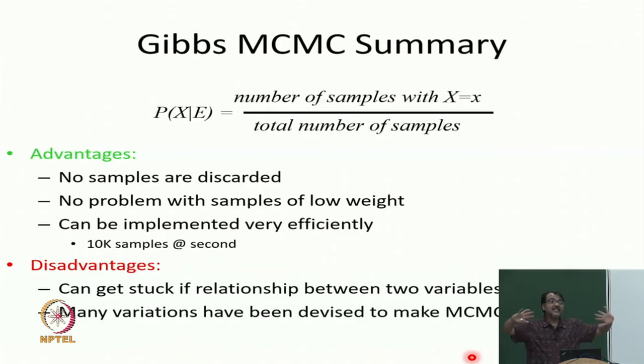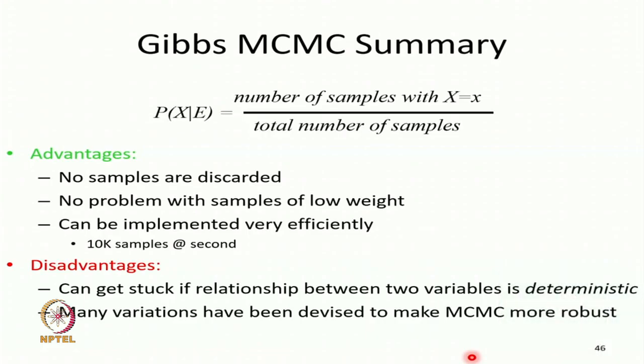These disconnected regions are called the modes of the Bayesian network. And if a Bayesian network has modes, when will I have modes? If my path is stuck, when will a path be cut? If some probability is 0 or some probability is 1. So, it can get stuck if the relationship between two variables is deterministic.